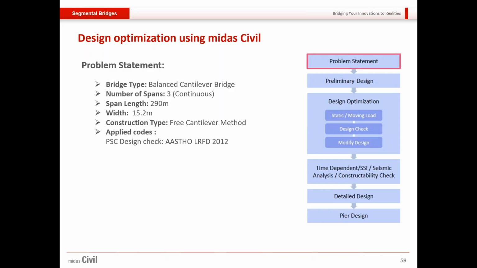So what we would be taking up is a balanced cantilever bridge, three spans. Its length is 290 meters, width about 15.2 meter. We would be using the balanced cantilever bridge wizard, the FCM wizard, and we would be using AASHTO LRFD codes.